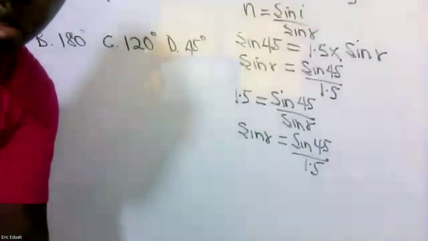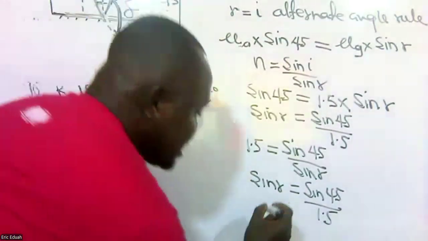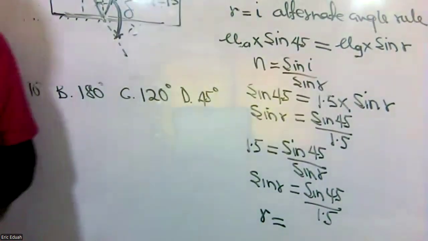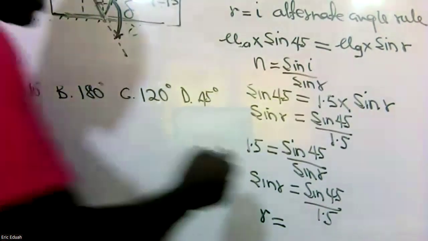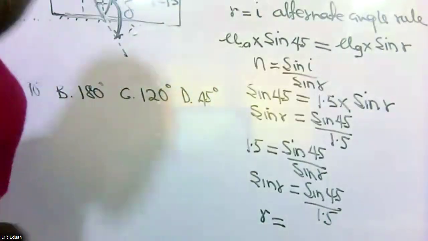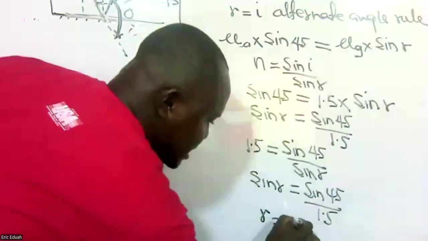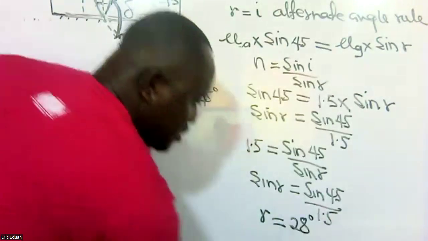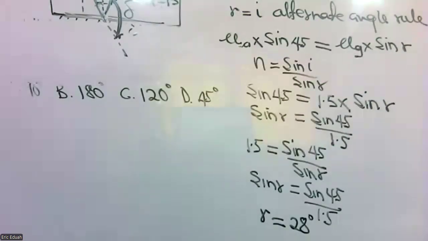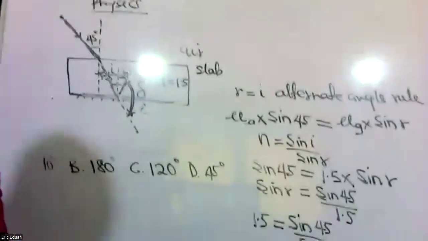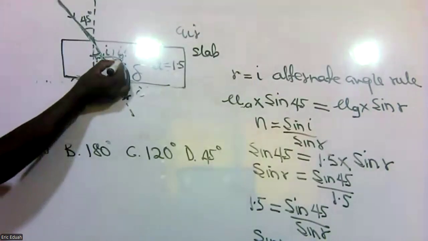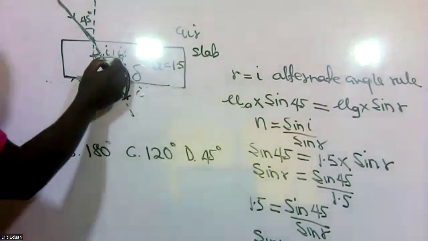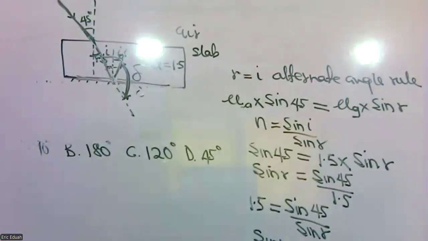Okay, so use this to help me get the value of r. Calculate the value of r for me, class. Sine 45 is root 2 over 2, so r is approximately 28. So if r is 28, then the angle of incidence will also be 28.